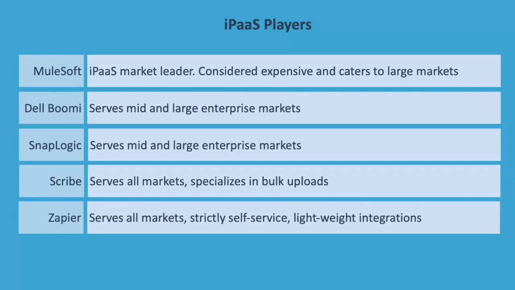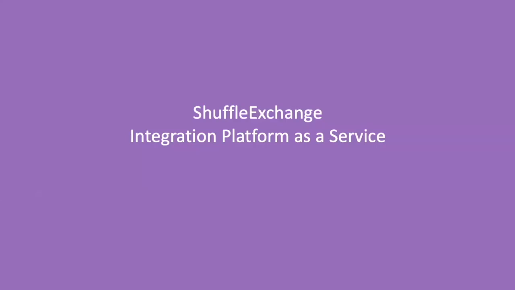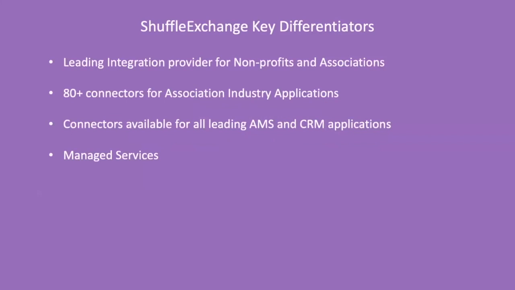I purposely left out Shuffle Exchange, which is Shuffle Labs, our version of the integration platform as a service. I just want to quickly talk about that. Shuffle Exchange is a leading integration provider in the nonprofit and association space. So we are a niche provider. We have roughly 80 connectors connecting several applications that are very specific to the association industry. We practically connect to all the AMS and CRM applications in the industry, and we offer managed services as well. So that's kind of the background.